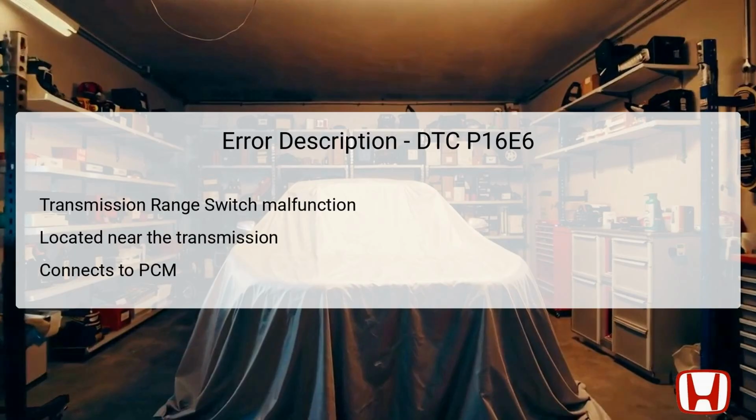When functioning correctly, the transmission range switch ensures the vehicle can only start when shifted into park, P, or neutral, N. If this switch fails, it can signal incorrect information, resulting in the inability to start the vehicle, potentially stranding the driver and causing frustration. It is essential to accurately diagnose and repair any faults within this system to ensure reliable vehicle operation.